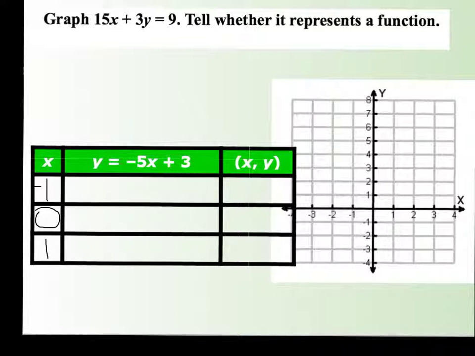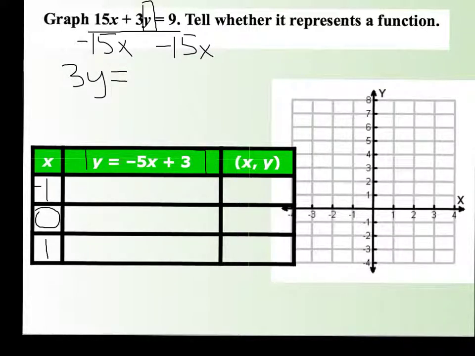So we only need 2 points to create a line, but 3 is always best. Before we begin using this equation, notice this equation is in standard form, and this equation here is in slope-intercept form. So I need to get it to look like that. In order to do that, we need to get the y by itself. So I'm going to first subtract 15x from both sides. This is a review of chapter 2. And we get 3y equals negative 15x plus the positive 9 that's on the other side.